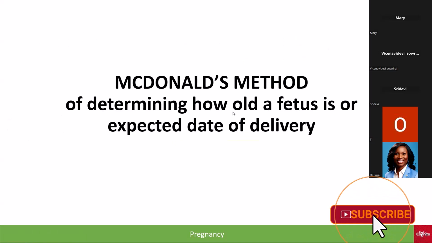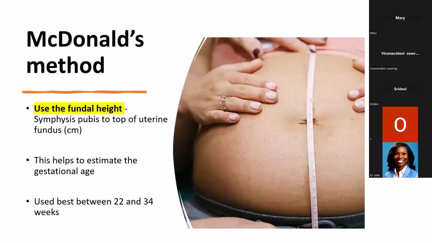So I will continue with this. What about the McDonald's method? We learned about the Nägele's rule, but what about the McDonald's method? Nägele's rule is more calculation. With McDonald's method, we are going to measure the tummy of the expectant mother, and then use that to help us estimate when the baby will be born.